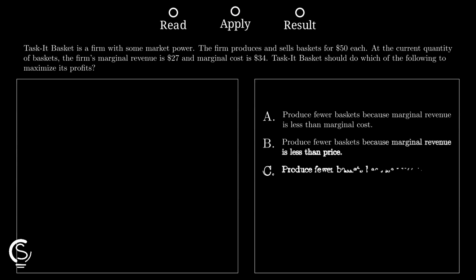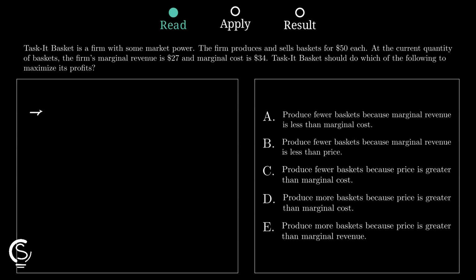For a firm with market power, the key rule is simple. Profit is maximized where marginal revenue equals marginal cost, because that compares the extra money earned with the extra cost.